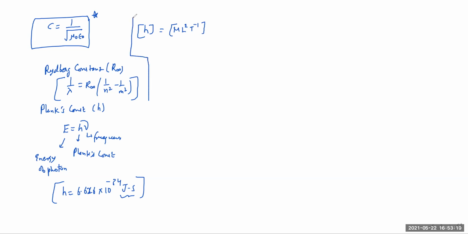Okay. And the dimension of the Rydberg constant. So n and m are numbers, so their dimension has nothing to do with this part. We can just relate this: it is the inverse of length. So it's L minus 1. That's it.